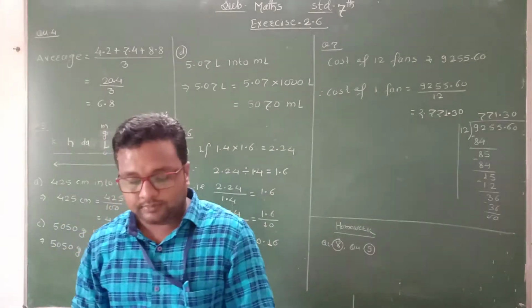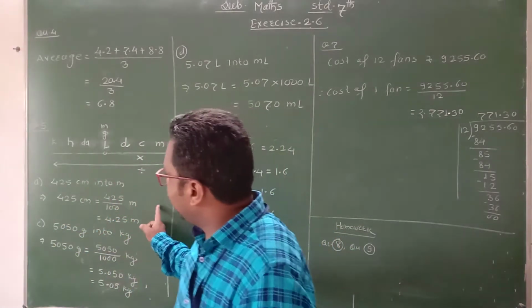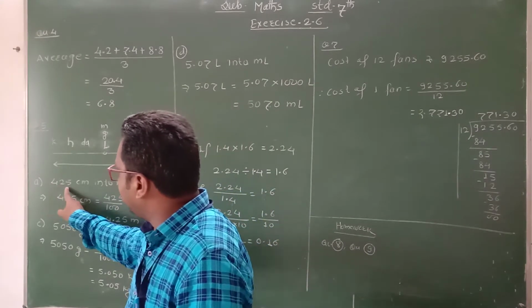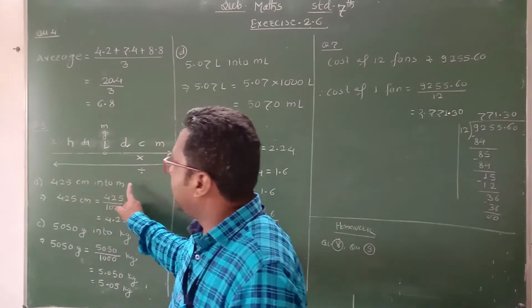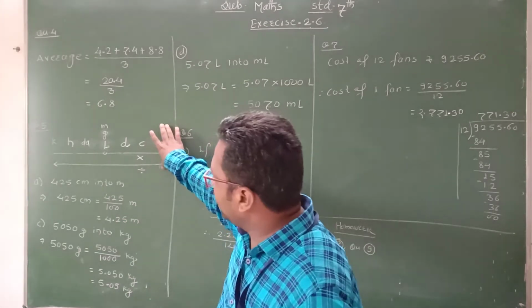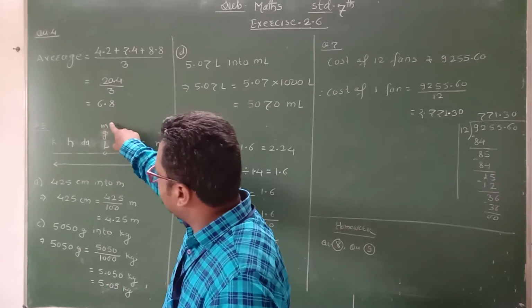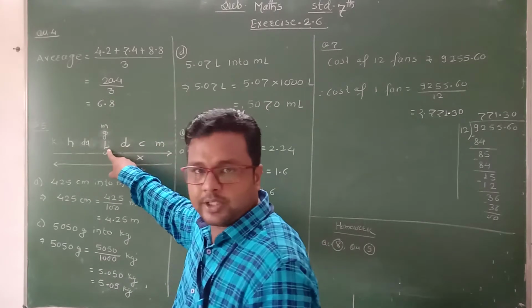Question number 5. Convert as directed. The first question is given. Here we have to write 425 centimeter into meter. Let's recall the table. You know this table. In the middle, there is meter, gram and liter. This is the basic unit.